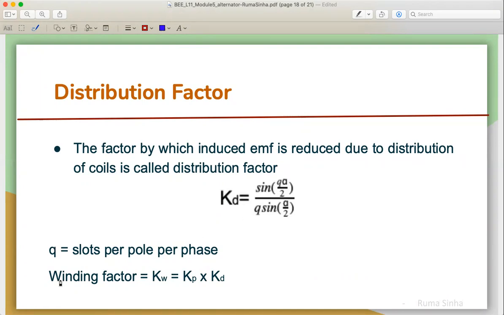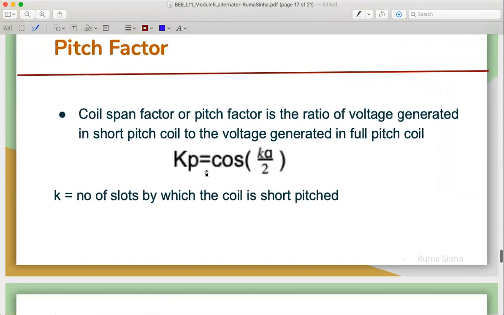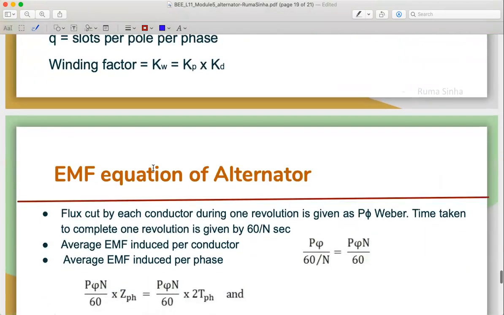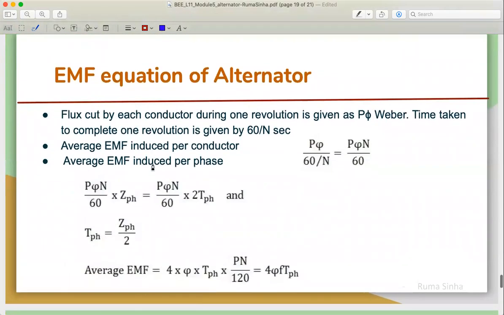How do we calculate the winding factor? Winding factor Kw is given as Kp into Kd. So this Kd and this Kp get multiplied to obtain this Kw. Now the final one, that is the EMF equation of an alternator.